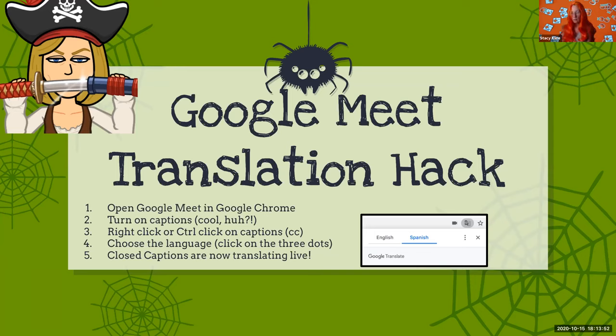But the coolest thing since sliced bread is that Chrome has Google Translate built in. There's nothing to turn on. It's already built in. And you just click on that with a right click or a control click, and you can choose the language that you want it to display in.